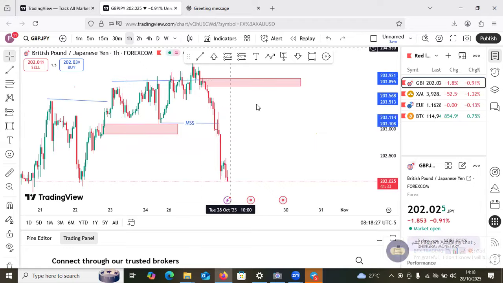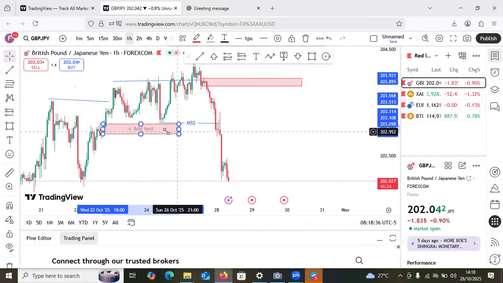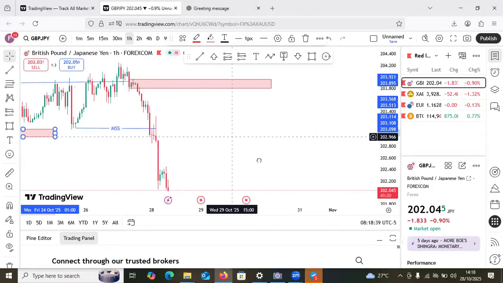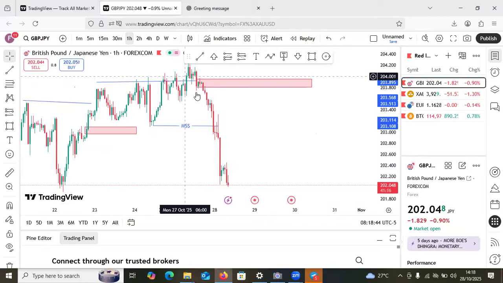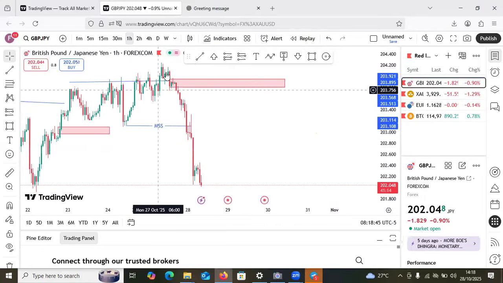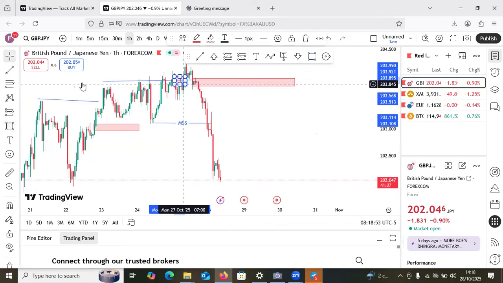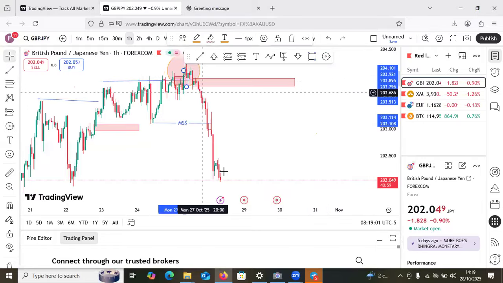Check the fair value gap. Let me zoom in. So this particular zone now is like manipulation. This is where manipulation take place. This one is accumulation, manipulation here. Here is manipulation, and we have distribution to the downward.